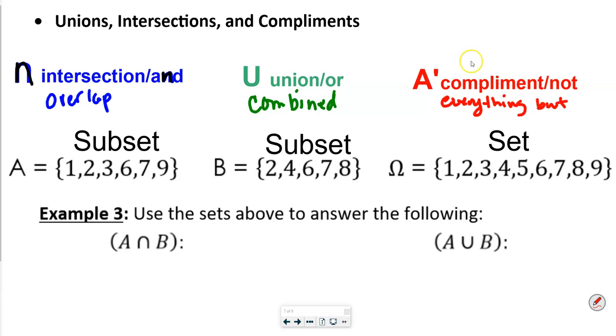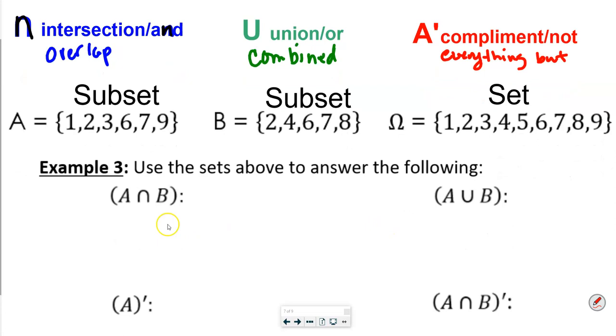All right, so now this first one says, use the sets above to answer the following. So we have a subset A, which is 1, 2, 3, 6, 7, 9. A subset B, which is 2, 4, 6, 7, 8. And then the set, which is 1 through 9. So what is the intersection of A and B? Okay, so this is an and statement. So where do they overlap? That's what we're asking ourselves.